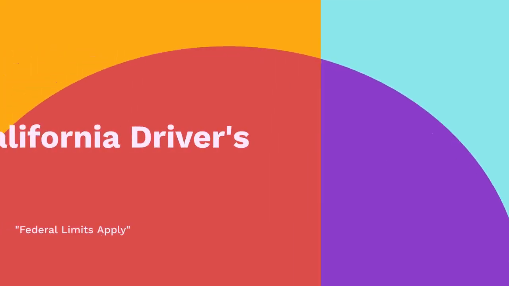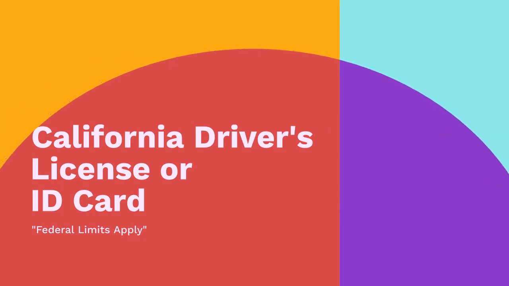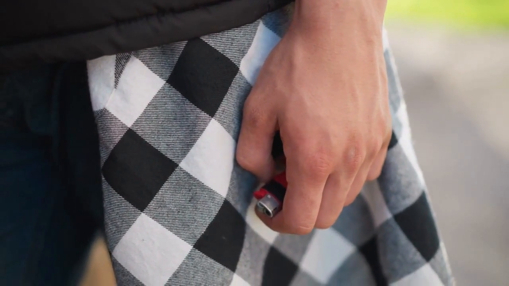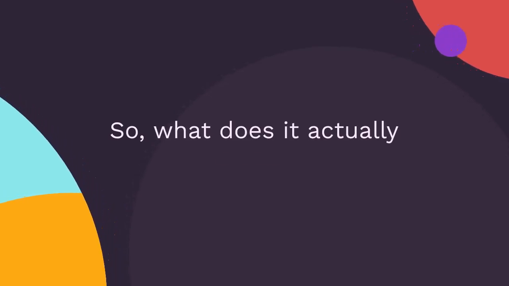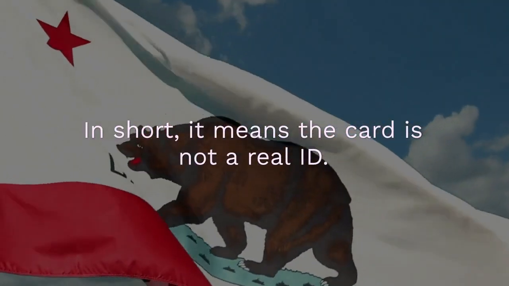Have you ever looked at a California driver's license or ID card and seen the phrase "Federal Limits Apply" printed in the top right corner? It's a small line of text, but it has some big implications. So, what does it actually mean? In short, it means the card is not a real ID.